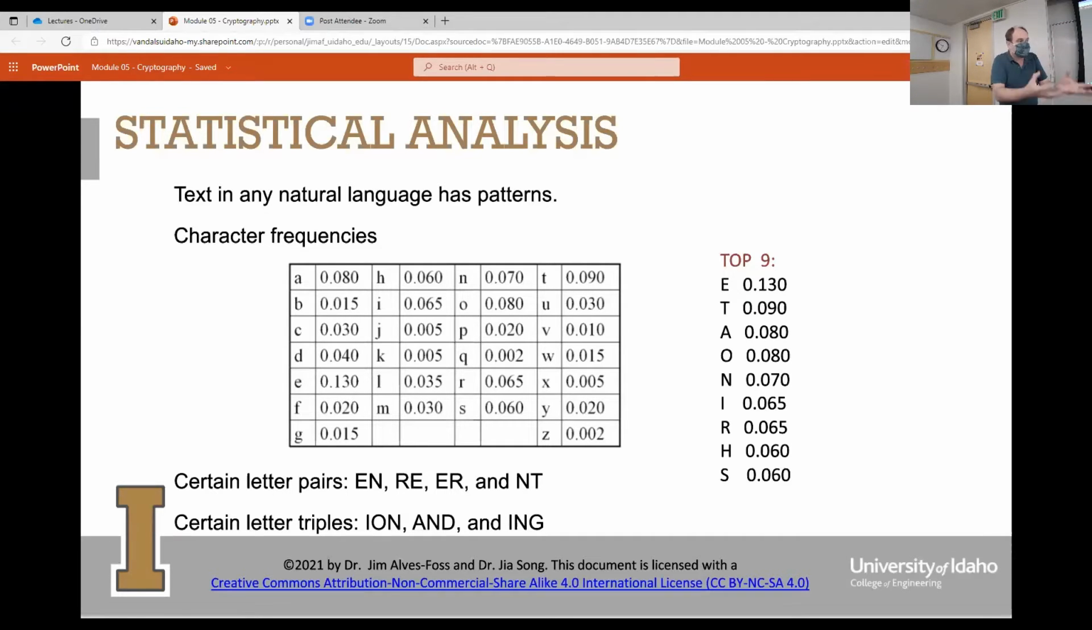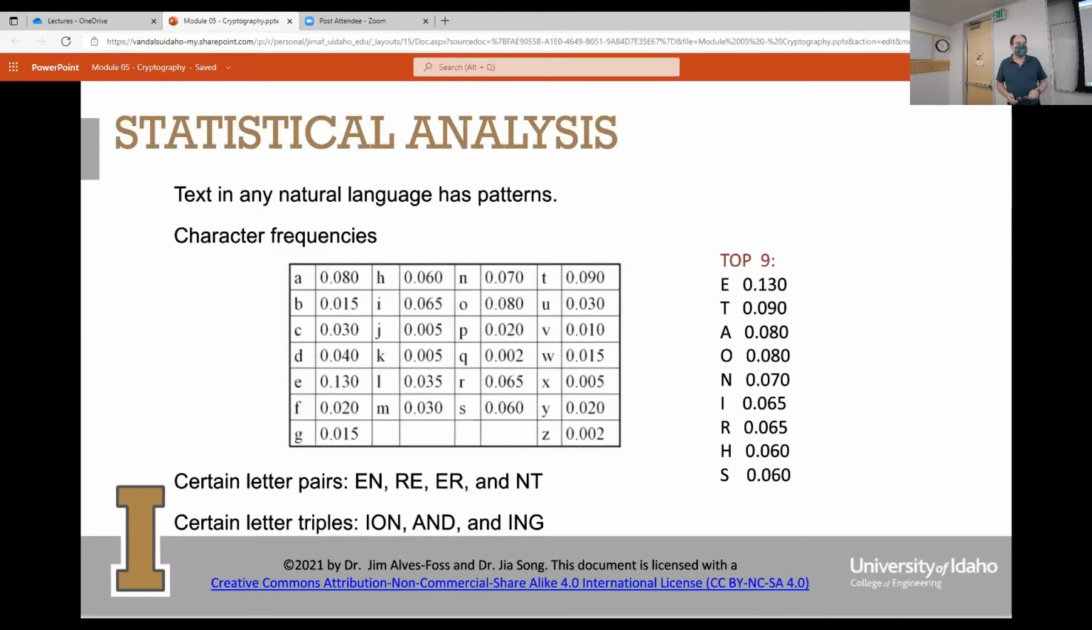But when we're looking at natural language, when we're looking at English, we have the letters of the alphabet. And they occur at different frequencies. So we talked about this before. The top 9 letters, E, T, A, O, N, I, R, H, S. In terms of frequencies, if you take a huge volume of books and analyze the character frequency, that's what you get. I wouldn't say take a dictionary, because what you really want is what people actually use in words in natural language.